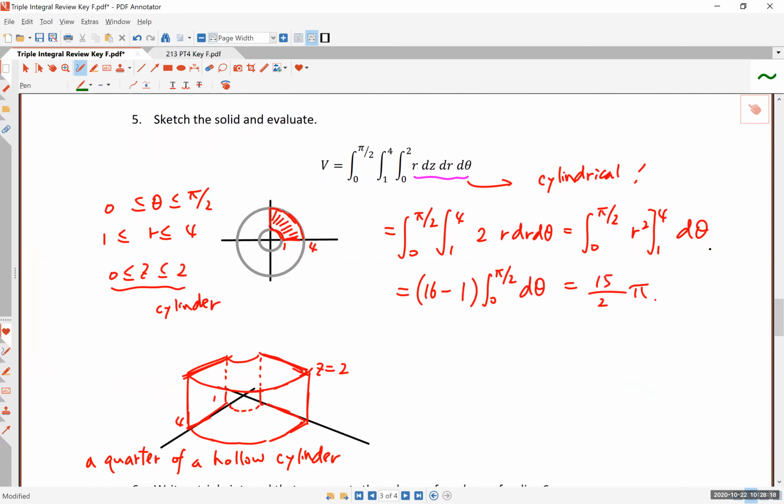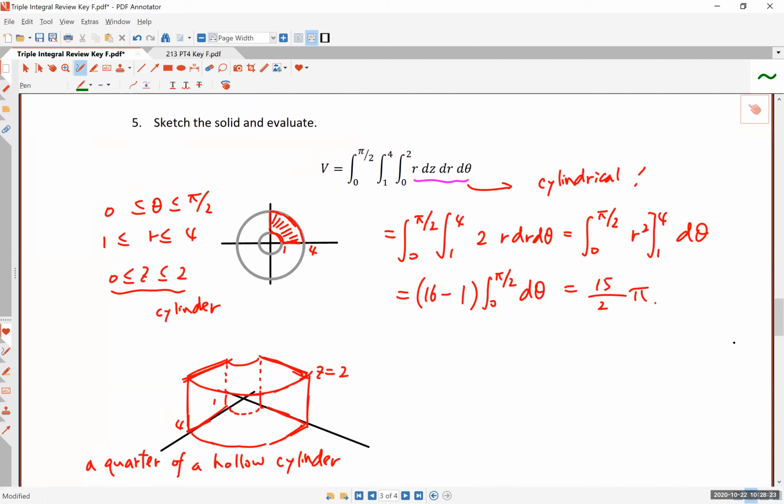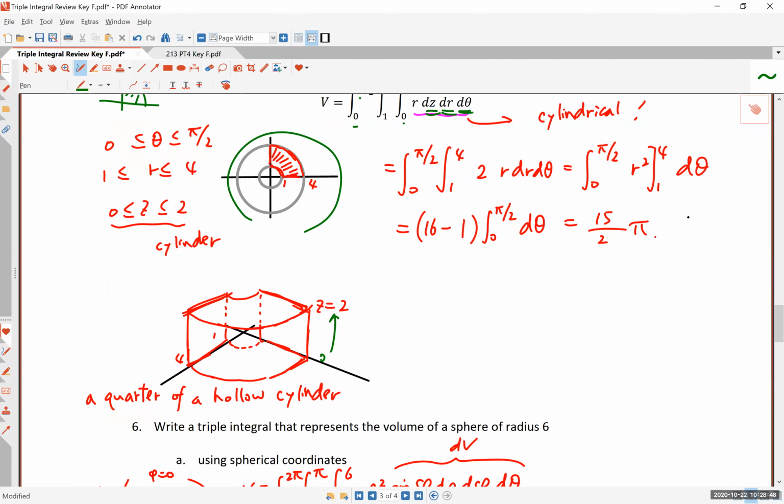Number 5, sketch the solid and evaluate. All right, so this one is not too hard, I don't think. Okay, so let's see, what is that? Theta goes from 0 to pi over 2, so I draw a picture like this, 0 to pi over 2, and then r goes from 1 to 4, and by this time I have this picture in mind, right? And then z goes from 0 to 2. Oh, that's easy. You just go from 0 up to 2 at every single point. Okay, and then you try to rotate this so that you have a nice three-dimensional view.